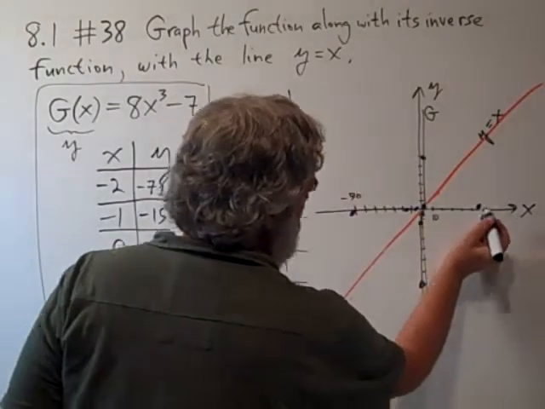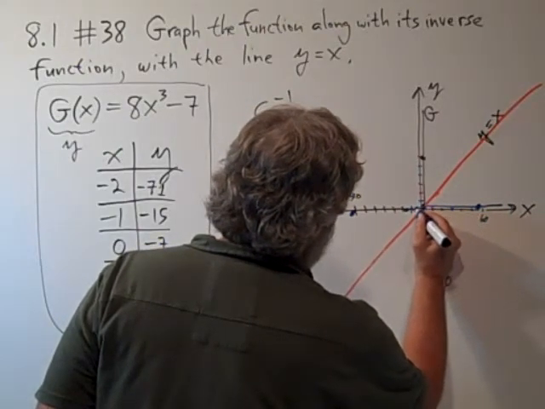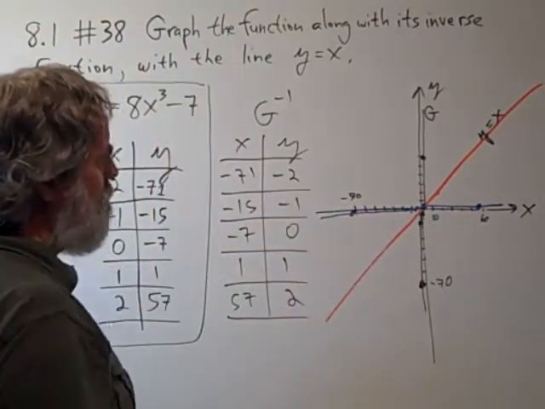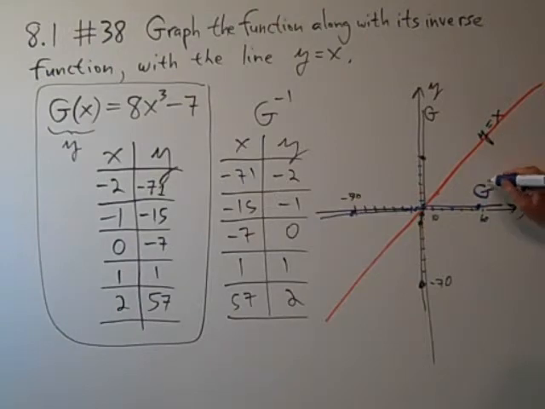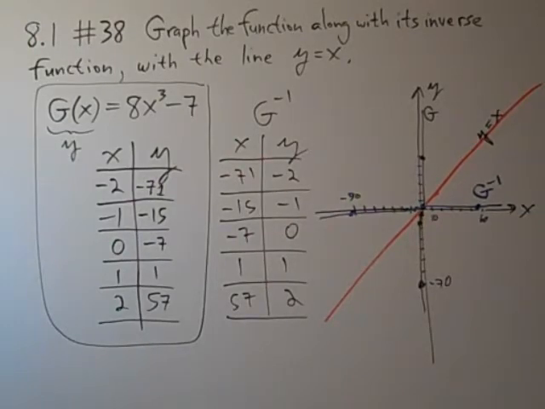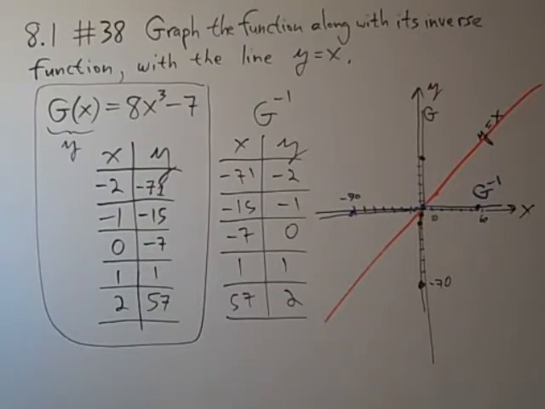So again, this one is almost horizontal. Then it does a little zigzag here, goes below the x-axis, ever so subtly below the x-axis. And that's the graph of g inverse. So there we have both their graphs and the line y equals x all on the same plot.